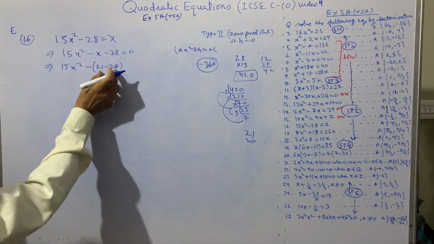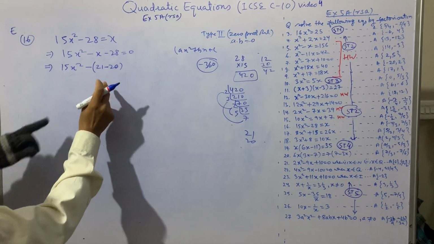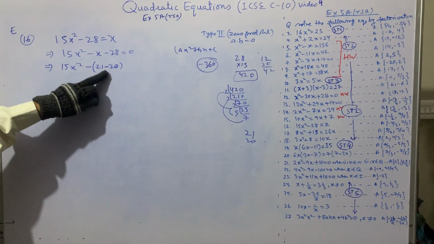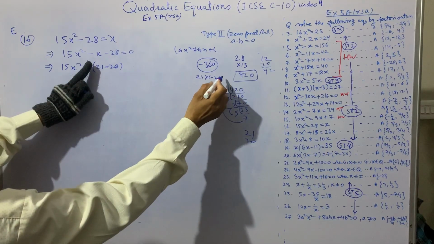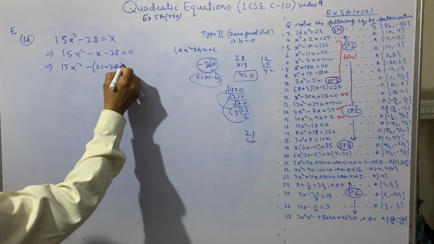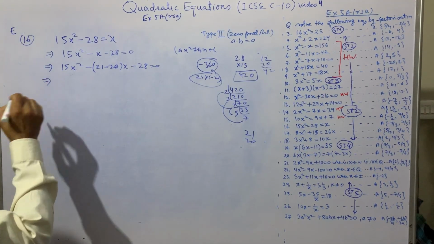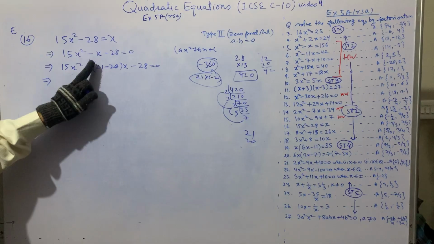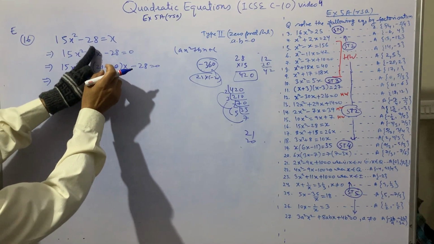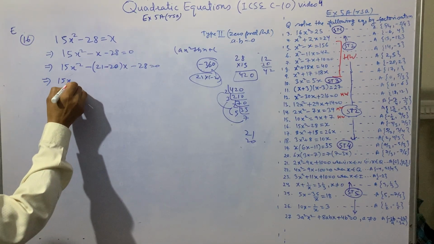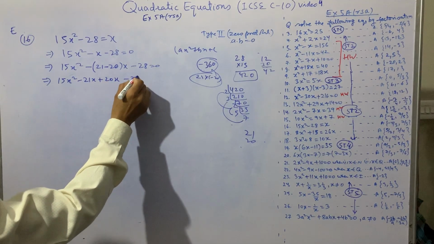Didn't I say that factors should be in a subtraction form? To get minus, because c is minus. So we multiply these both, 21 into minus 20, then we are getting minus 360. So here x minus 28 is equal to 0. It doesn't matter that there is a minus outside the bracket, so we consider only these two. So 15x square minus 21x plus 20x minus 28 is equal to 0.